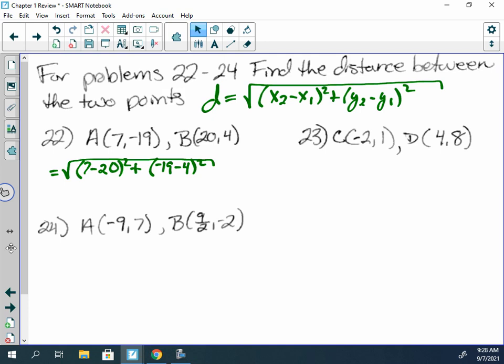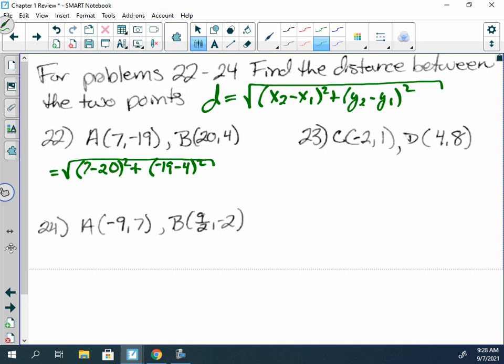But really at this point here, you could type this entire thing into the calculator, and it would give you the answer. Because as I just said, this would be negative 13 squared plus, this here would be negative 23 squared. 169 plus, it's going to be over 400, 529.